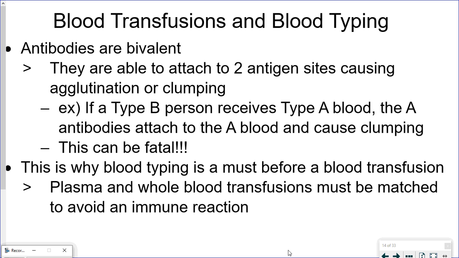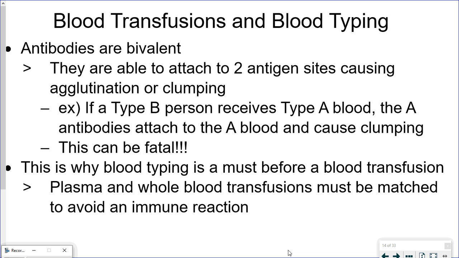So where this gets used a lot is with blood transfusions and blood typing. Antibodies are what we consider to be bivalent, so they essentially have two sides. So they can attach to two different antigen sites, which causes the red blood cells to clump together, which is that immune response we look for.